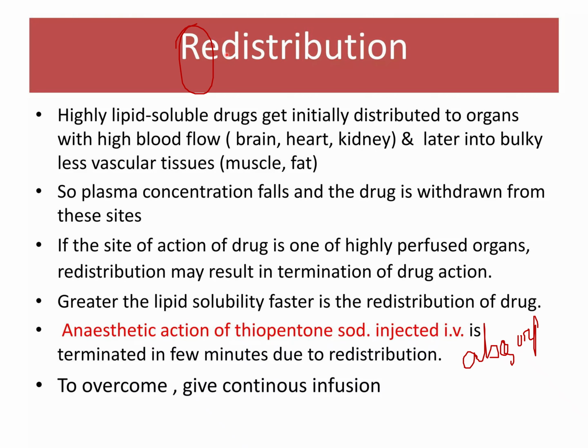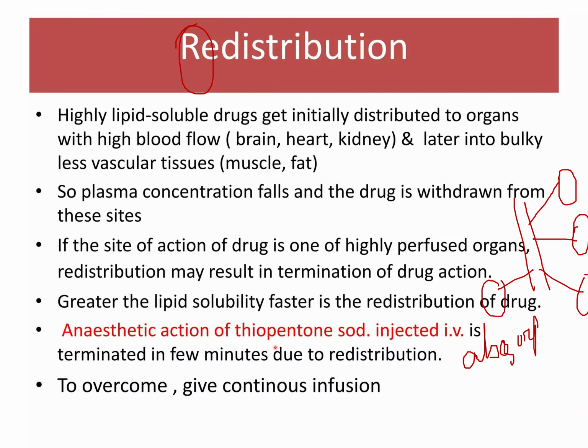So why is redistribution happening? For example, a drug is distributed from blood into a tissue like the brain. Sometimes from the brain, the drug comes into the heart because it is highly lipid soluble. Then after some time from the heart it again comes into the lung. From the lung it again comes into body fats. So this is redistribution. The greater the lipid solubility, the more would be the redistribution.